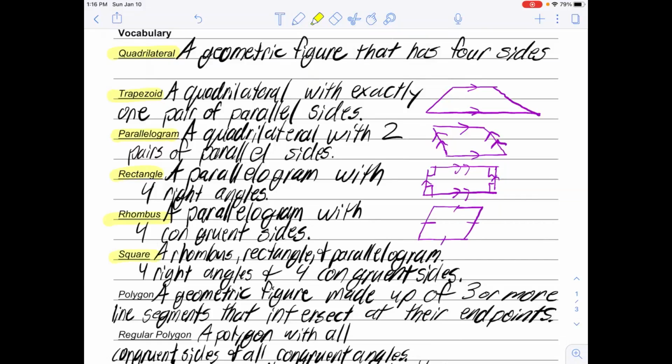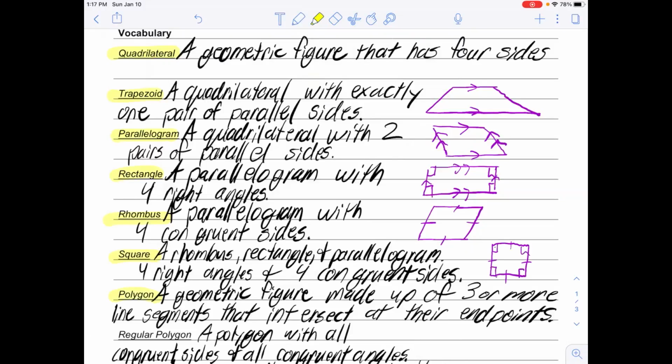A square, then, is a rhombus, it's a rectangle, and it's a parallelogram. And it can be all of those things because it has four right angles and four congruent sides. So it's a rhombus because all of the sides are the same. It's a rectangle because it has four congruent angles. And then it's also a parallelogram because the top and bottom are parallel to each other and the sides are parallel to each other.